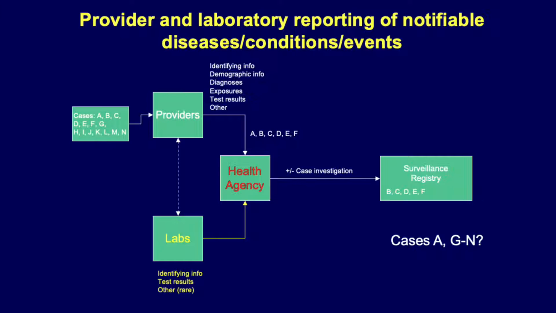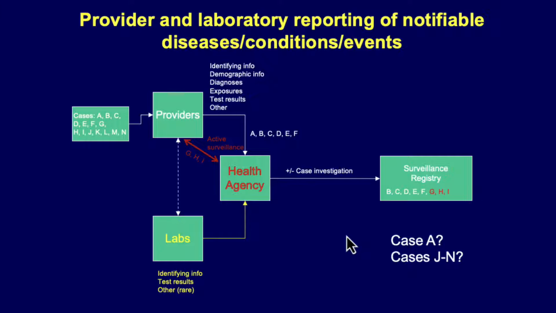In this scenario, while cases A through N sought healthcare, if you look at what was reported to the health agency by providers, it only includes cases B through F. And in the surveillance registry, just looking at those cases that were actually reported by providers, we're only seeing cases B through F. Case A is not reflected.